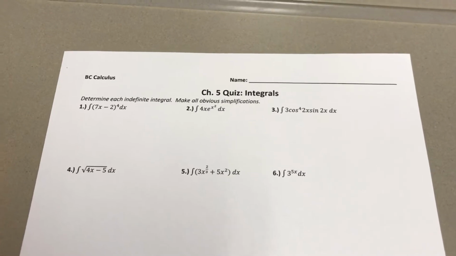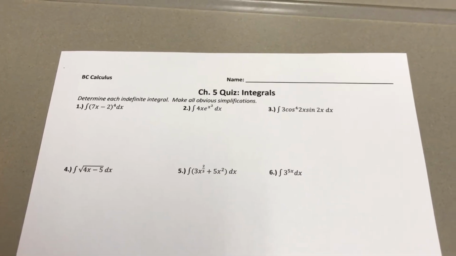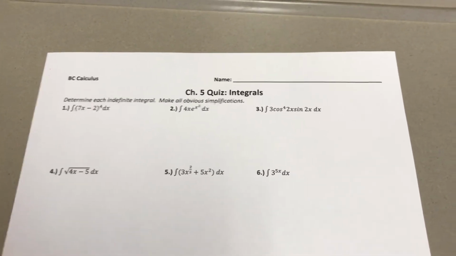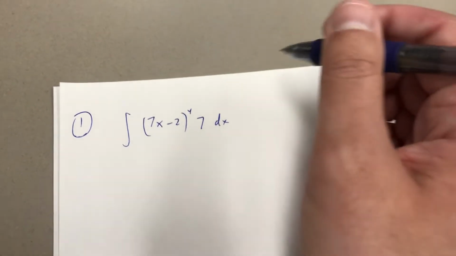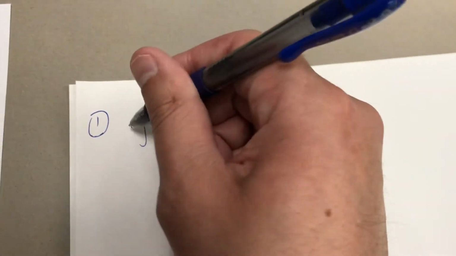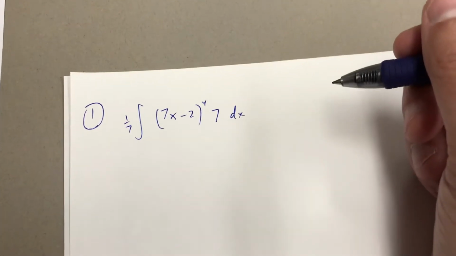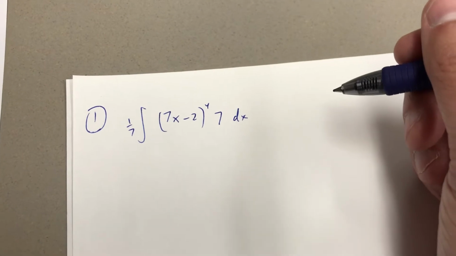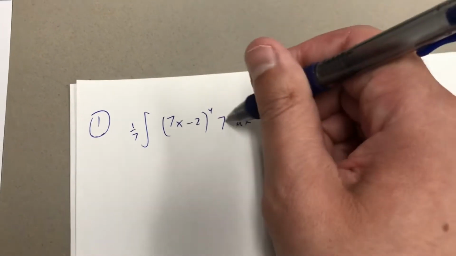I'm always looking at the inside function. I'm trying to reverse the chain rule first. I noticed the derivative of the inside function is 7, and I don't have a 7. So I'm going to multiply my function by 7. I usually put it over by the dx. And since I multiplied by 7, I've got to balance that by dividing by 7, and I'll factor that 1/7 out in front.